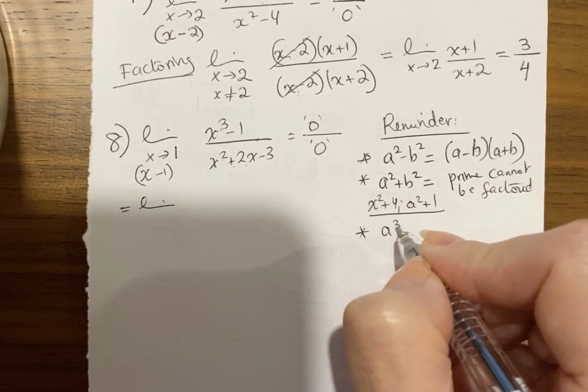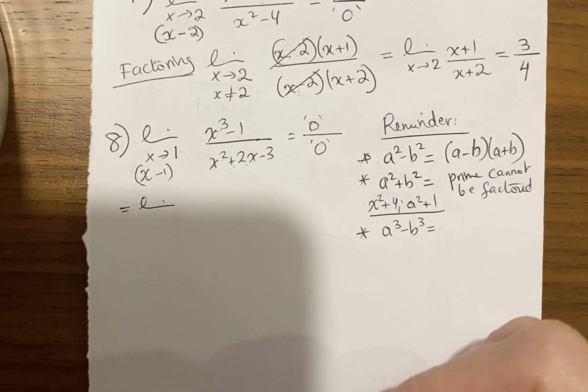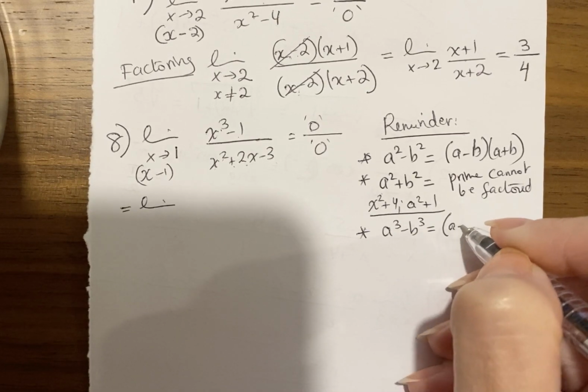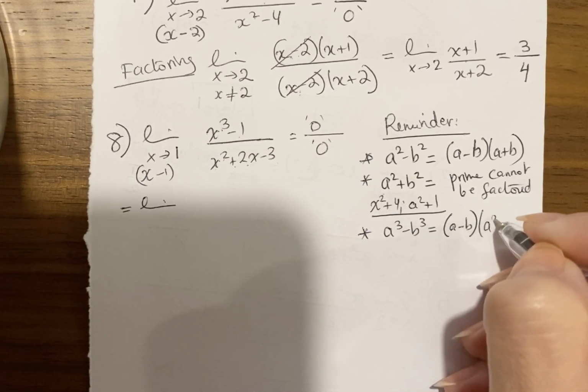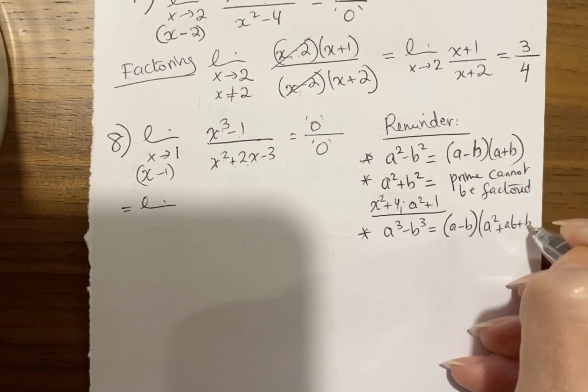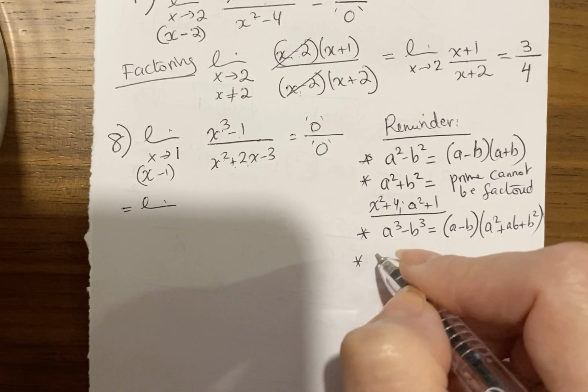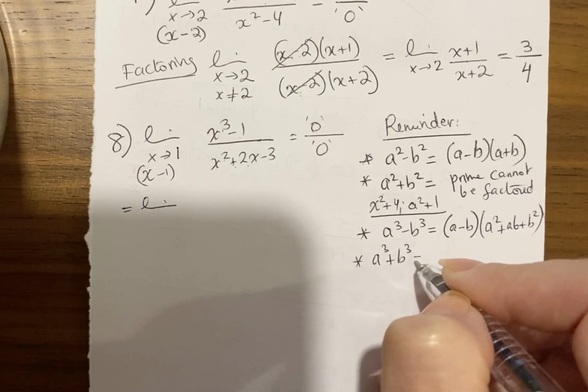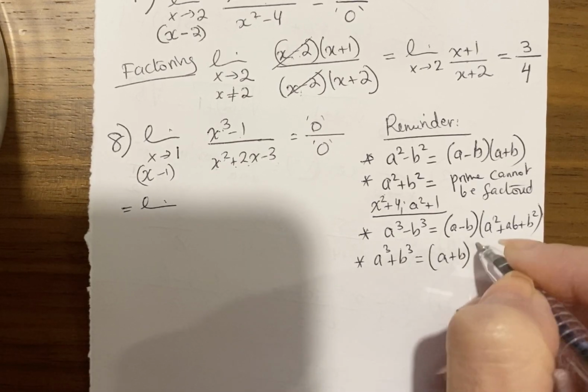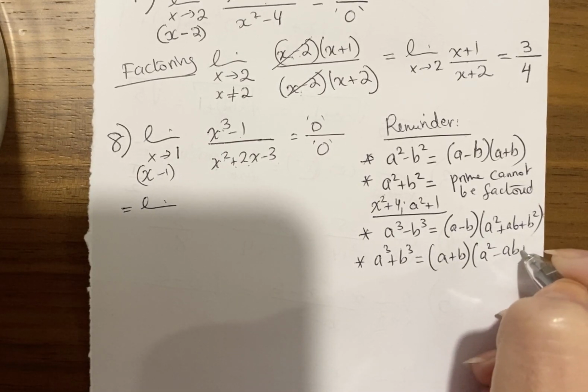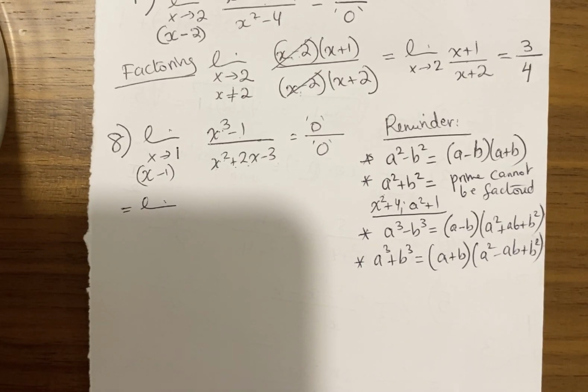Factoring also of a difference of two cubes. You can factor a cubed minus b cubed as (a minus b)(a squared plus ab plus b squared). And you can factor a sum of two cubes, a cubed plus b cubed, as (a plus b)(a squared minus ab plus b squared).